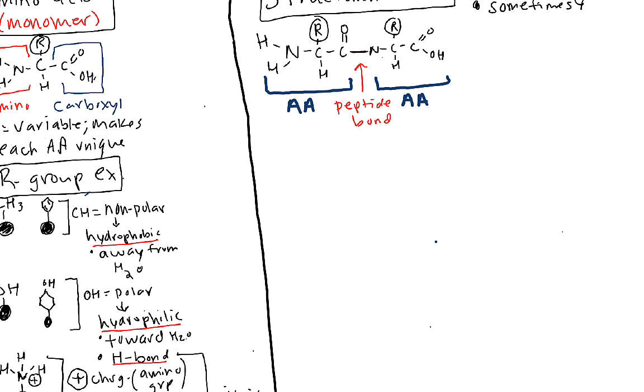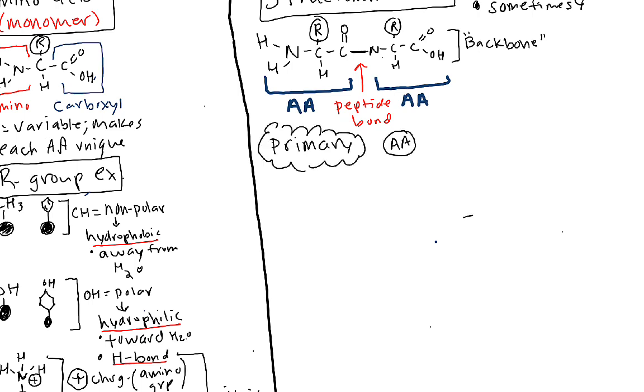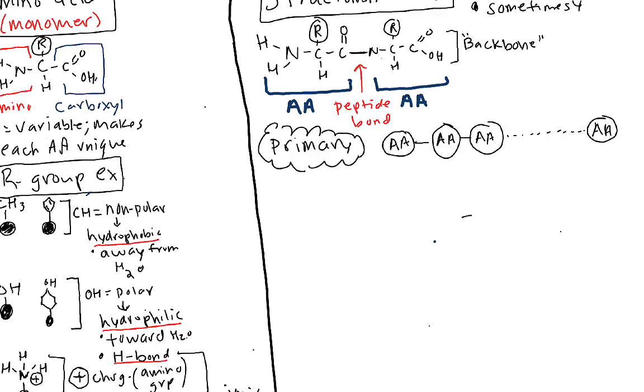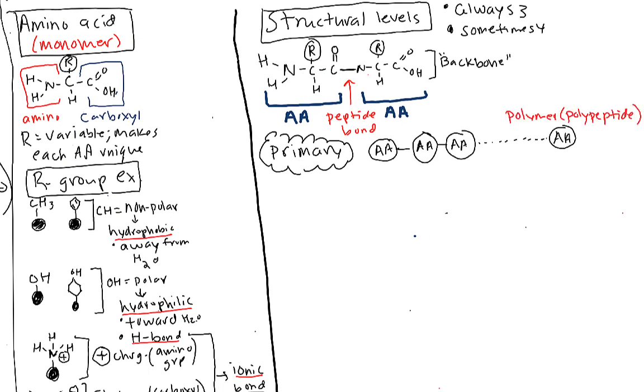And this part here, the non-R part, is the backbone. I mentioned that term, meaning it's the same in every amino acid, and it's the part that makes the long string. First level is called primary structure. Now I'm going to draw amino acids represented like this. We're looking at amino acids in a very long chain, many, many, many more. It's the polymer, the polypeptide. That's the structural level. This is the peptide bond.